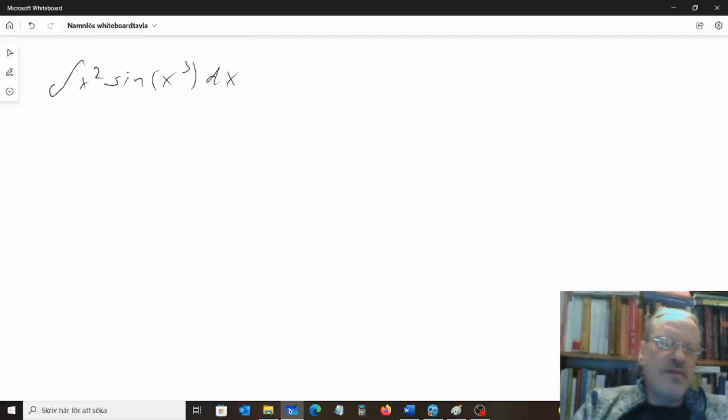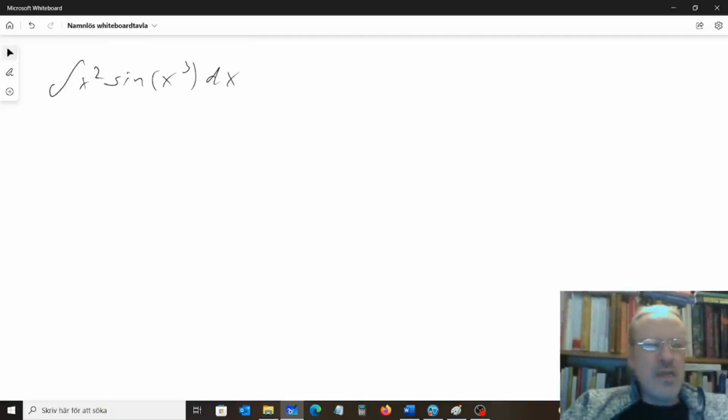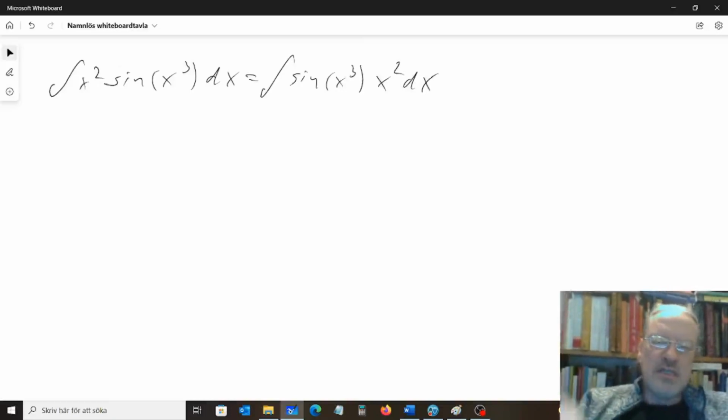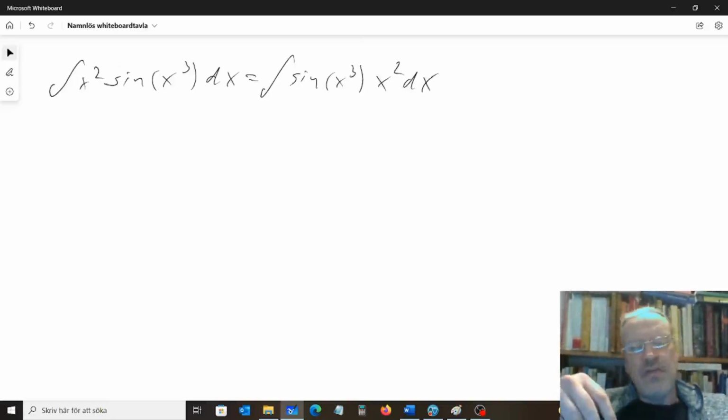So if we take the derivative of x to the power 3, we get 3x to the power 2. That essentially is the same as x to the power 2, except for a constant factor. And constant factors we can always sort out in the end. I will rearrange this slightly. So we say the integral of sine of x cubed times x squared dx. So we keep the things that we'll get in our derivative together.